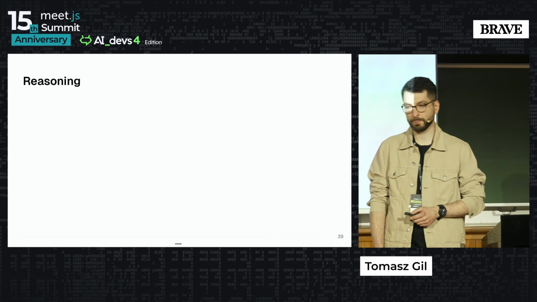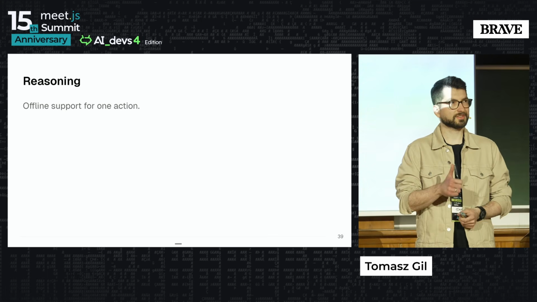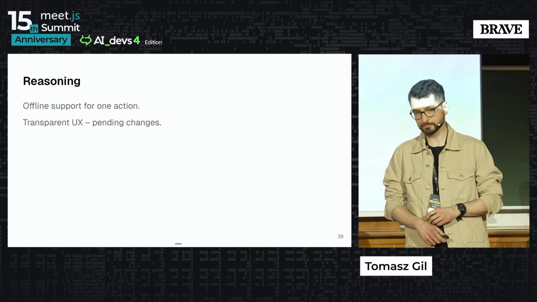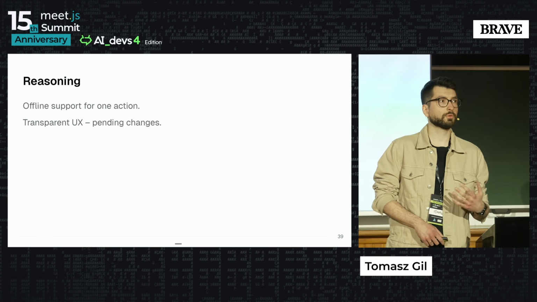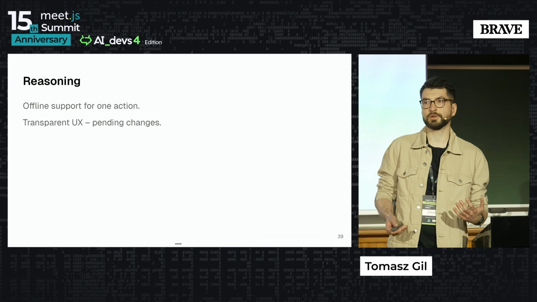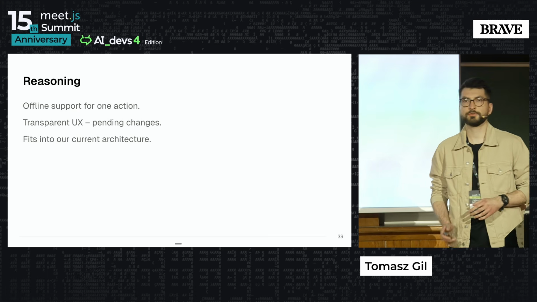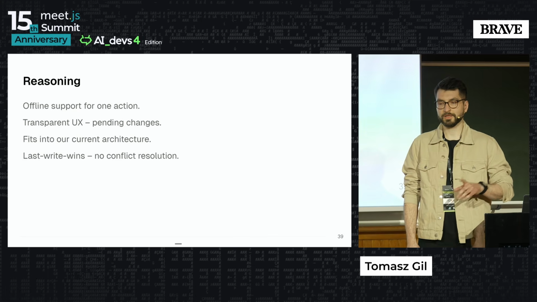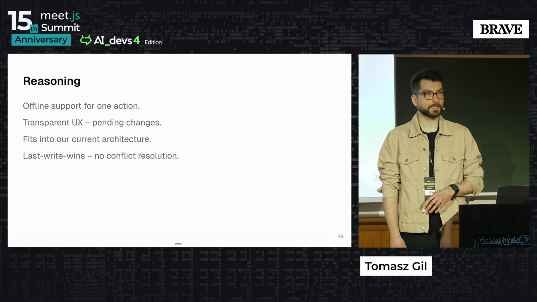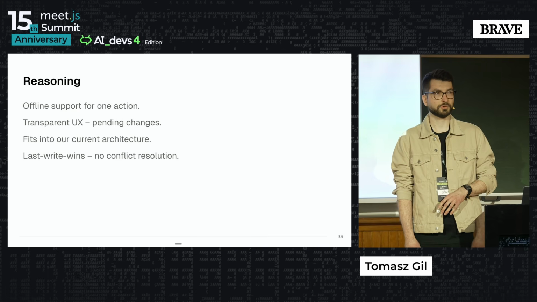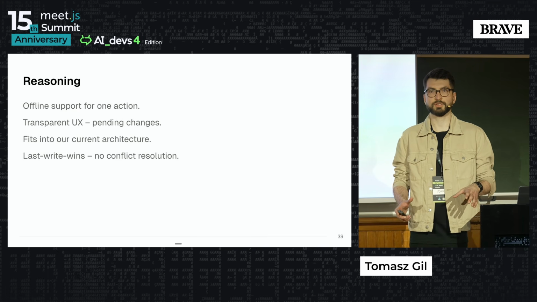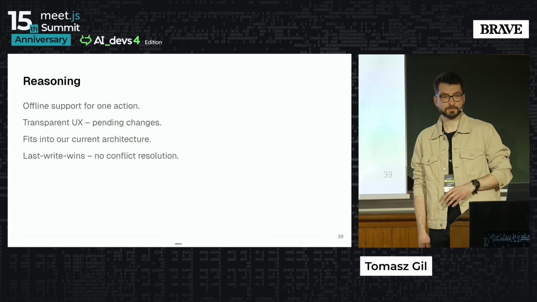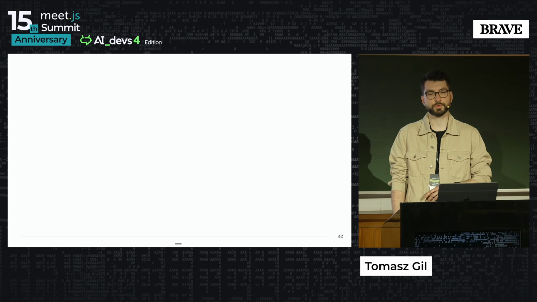And here's why. We only need offline support for a single action. So the complexity that comes in with a full offline first model isn't really warranted. We do want the transparent UX. So we want to say the changes are pending because that's what they fundamentally are to us and to our users. It fits very nicely into our current architecture. There is not much rework needed. And finally, as long as we can accept a last write wins strategy when it comes to concurrent updates, we can get away with no conflict resolution at all, at least in the first iteration, and that drastically simplifies the solution, pushing most of the complexity to the front end. And that's the model that we've selected, the online first with an offline fallback.